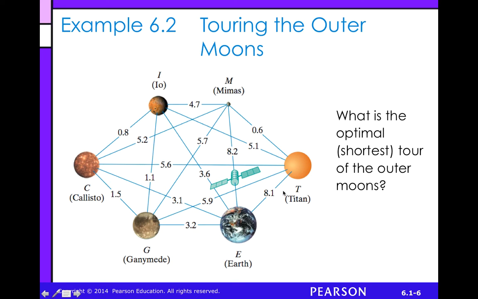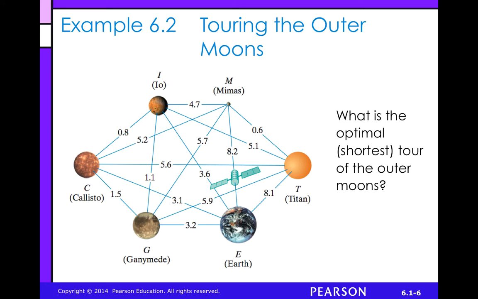So this image here shows you all the different times to get from one moon to another. If the satellite wants to travel directly from Titan to Io, it's going to take 5.1 years. If the satellite wants to travel directly from G up to Mimas, that's going to cost 5.7 years, etc. Getting from Earth over to G takes 3.2 years, from Earth to Titan takes 8.1 years, and so on.